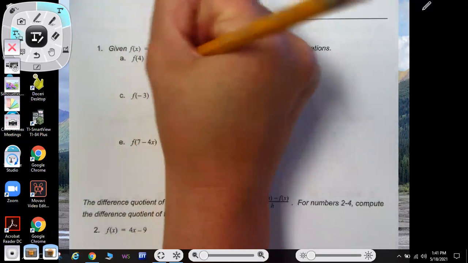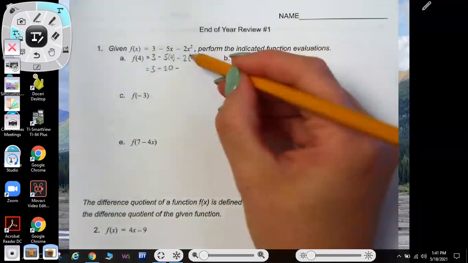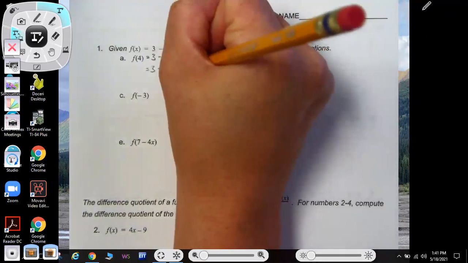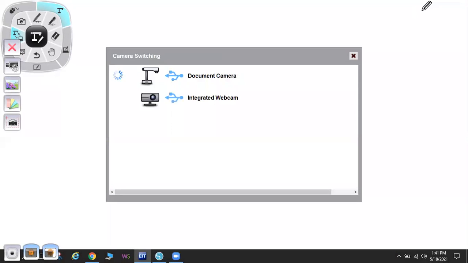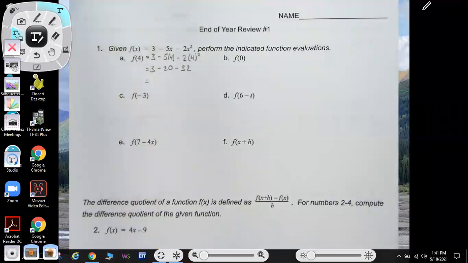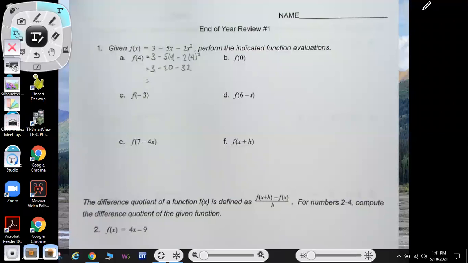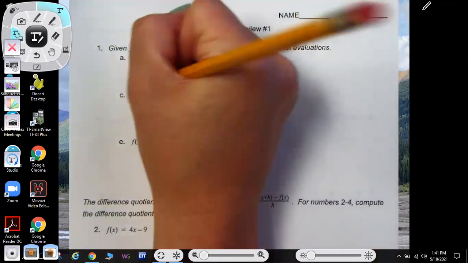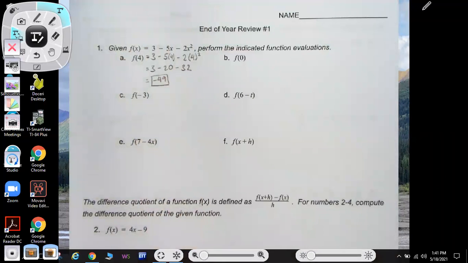5 times 4 is 20. 4 squared is 16 times 2 is 32. Then we do 3 minus 20 minus 32. That gives us negative 49. And that is our answer for number 1, well, for number 1A.